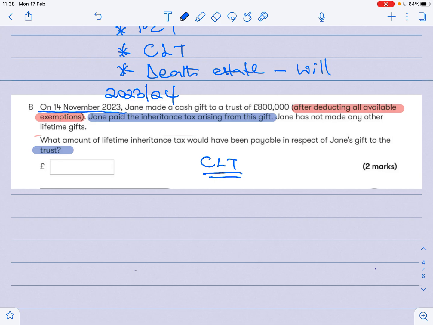Okay, so I need you to understand that bit. So the trust will first have the custody of the gift, after which the gift will go to the beneficiary. Okay, so anytime you see the word trust in an inheritance tax question, just know that that gift is something that has to do with a CLT, chargeable lifetime transfer.